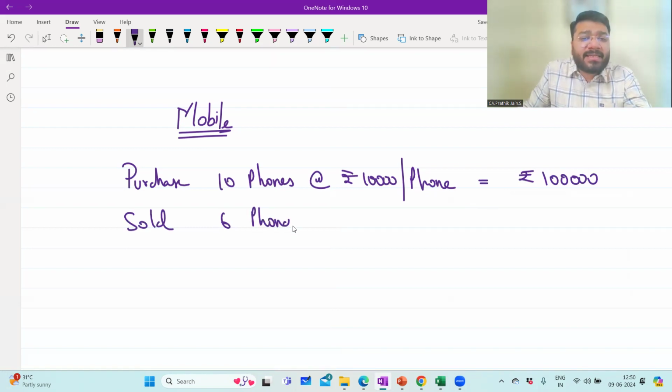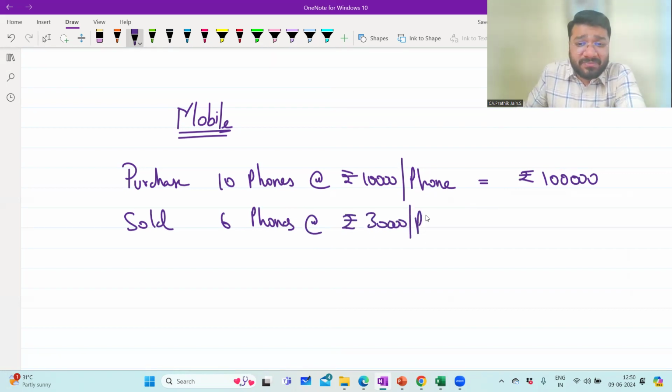Guys, in business, is it necessary that whatever you buy that day itself, everything you will sell? Not necessary. Something you will sell today, something you will sell tomorrow, day after tomorrow. It goes on. And let's say you sold this at 30,000 rupees per phone. So what is my total selling value? Sorry, 6 into 30,000. 6 3s are 18. 1,80,000.